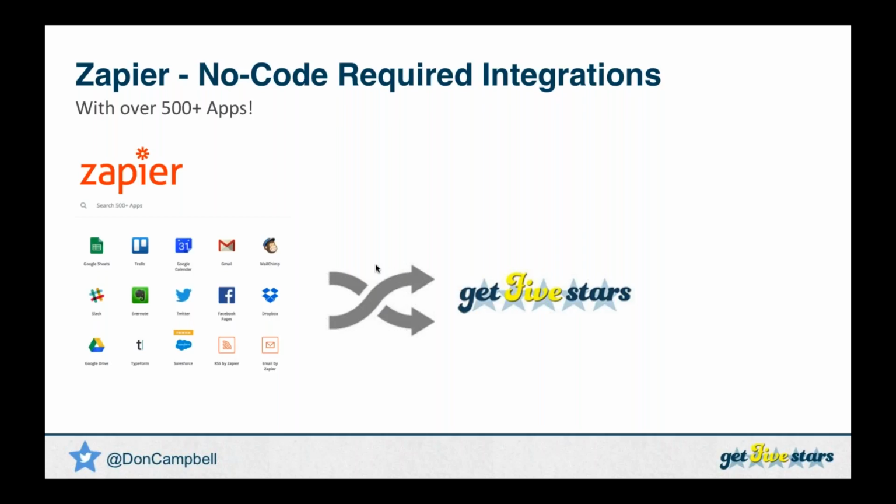There are over 500 apps in there, everything from MailChimp to Google Sheets to Salesforce, QuickBooks Online or FreshBooks. If you create an invoice in FreshBooks, it could automatically send out a feedback request and get 5 stars. If you add somebody to your list in MailChimp, you can have them automatically added to your customer list and get 5 stars. So you can wire up these integrations with no code.